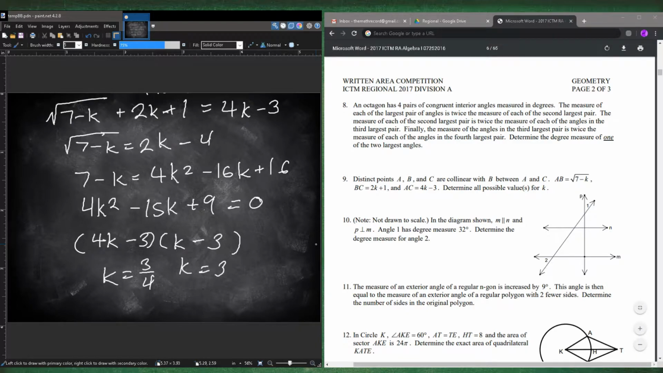We have 7 minus 3, that's 4. Square root 4 works. Okay, that's going to be a positive. That's a positive. And then that's a positive. Okay, so this one works for sure.